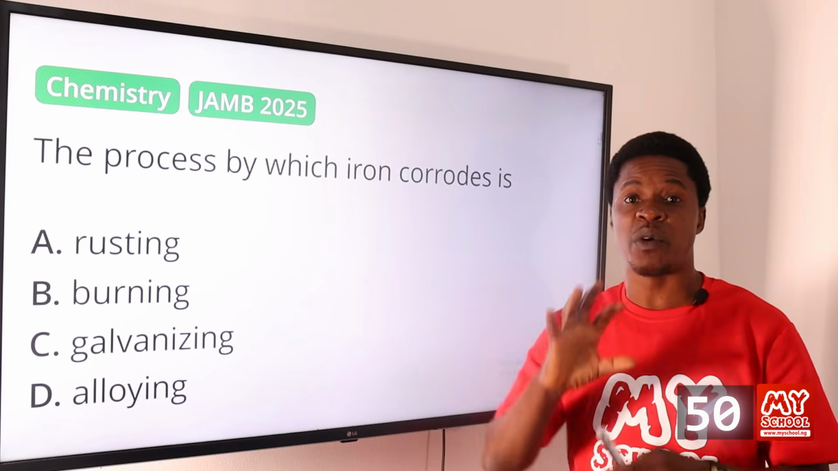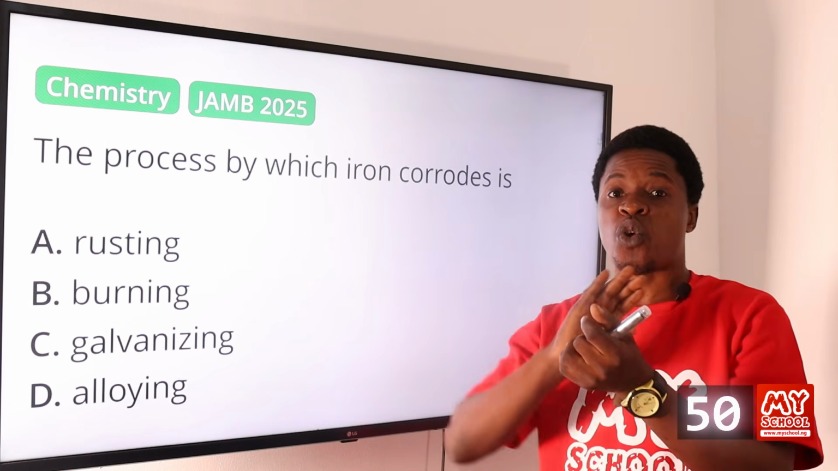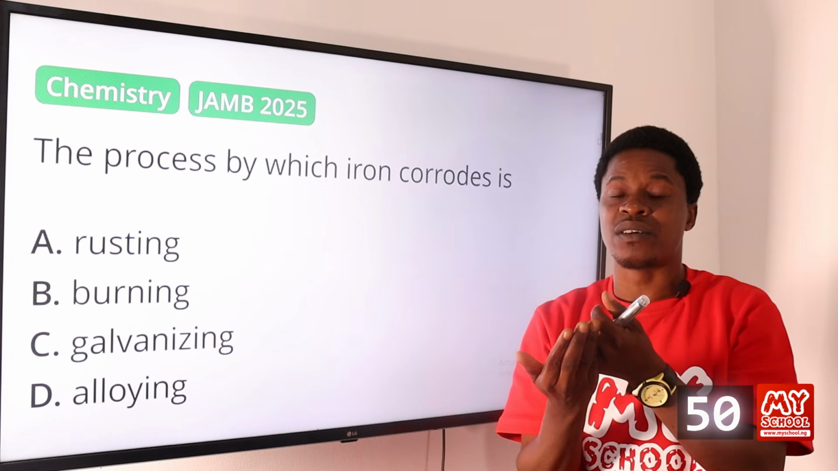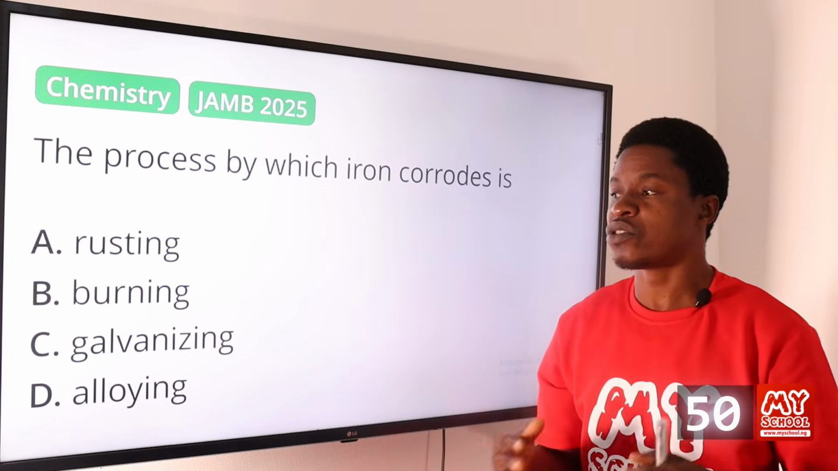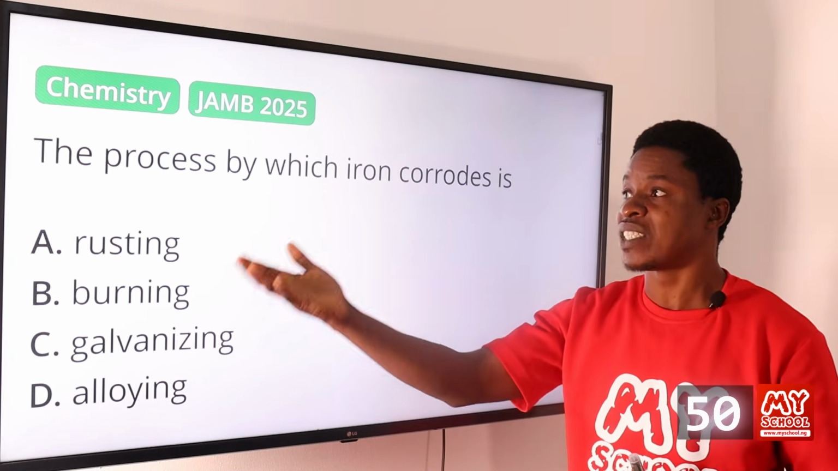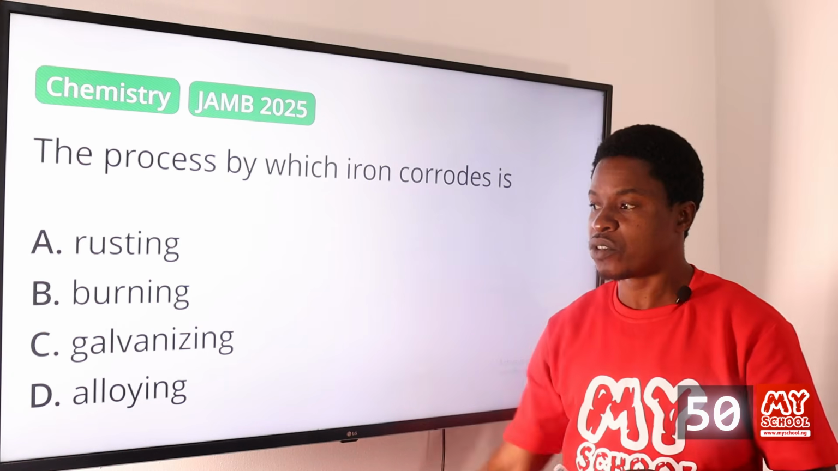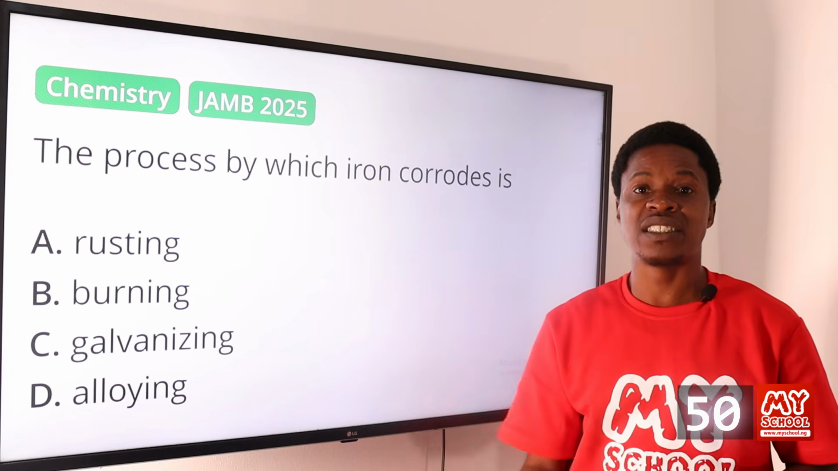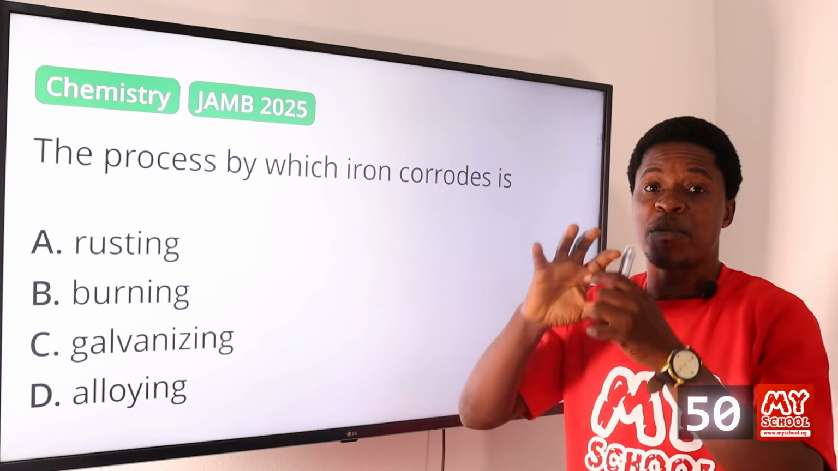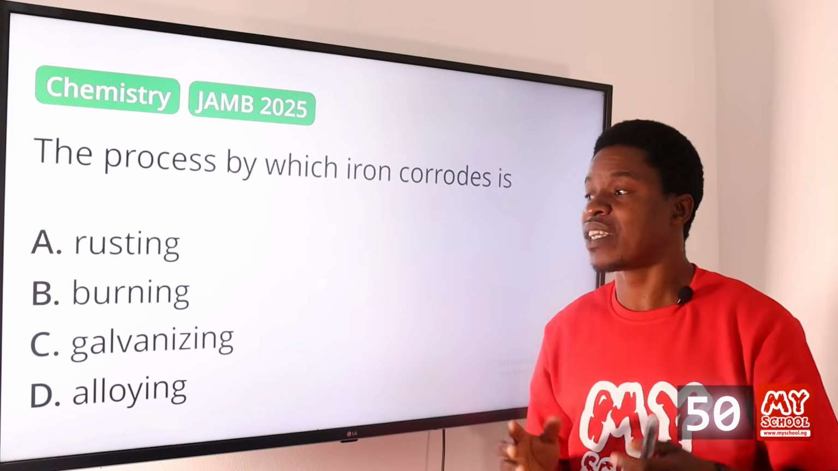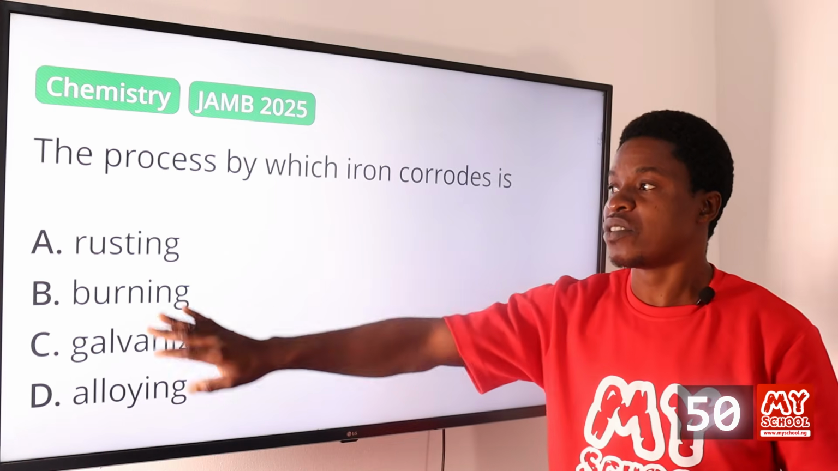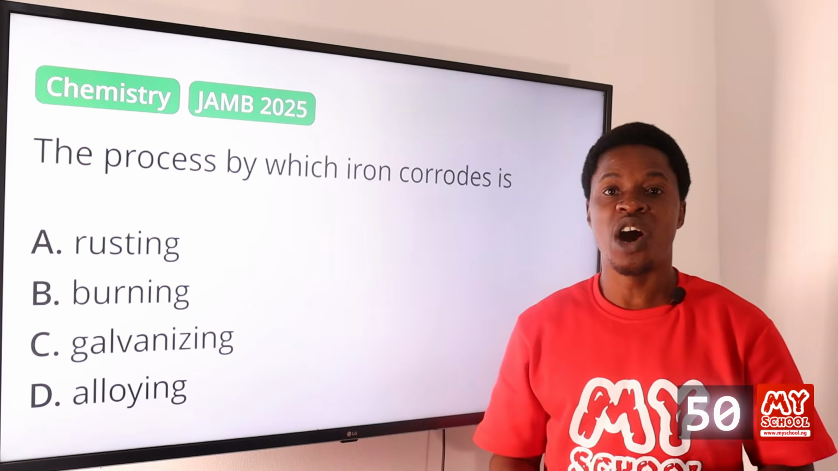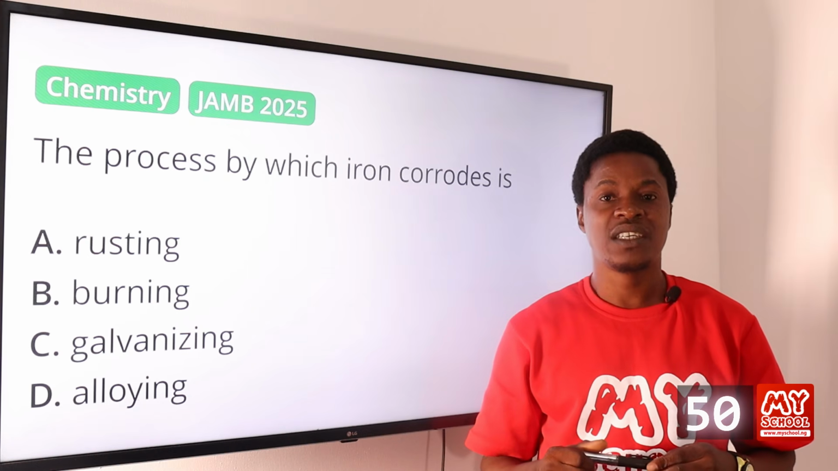Option C says galvanizing. Galvanizing is a way of protecting the iron. Maybe you coat it with another metal to prevent it from corrosion. So galvanizing is a way of preventing the iron from undergoing corrosion. Option D is alloying, adding another element or metal to iron to increase its quality. So among these options, the correct answer is option A, which is rusting.